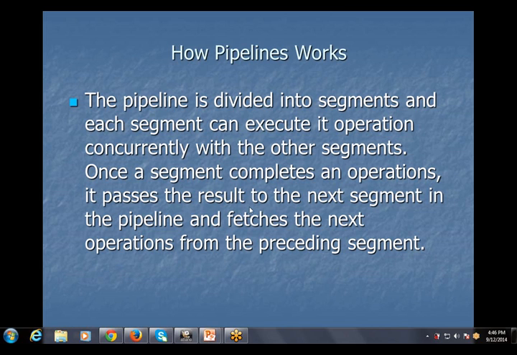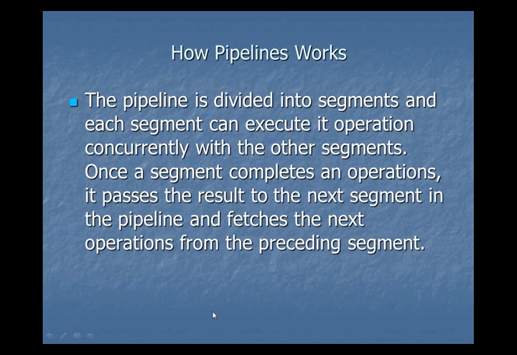In the same way, once a segment completes an operation, it passes the result to the next segment in the pipeline and fetches the next operation from the preceding segment. Suppose the second segment has finished its work. It passes the result to the next part and fetches the instruction from the one behind, that is segment number 1, to execute it. In the same way, one output goes out and another input comes in. One input comes in, another output goes out. They flow with each other, and at last the main instruction is executed following the pipeline.